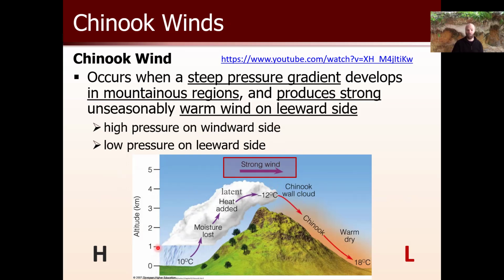And so on the windward side, you're creating this recipe for lots of precipitation because of this enhanced windward movement. But then on the other side, which is where the Chinook wind term comes from, you have an incredible amount of air now descending, and it's warming up, it's drying, and so you have very strong, warm, dry breezes on the leeward side, which is Chinook winds.